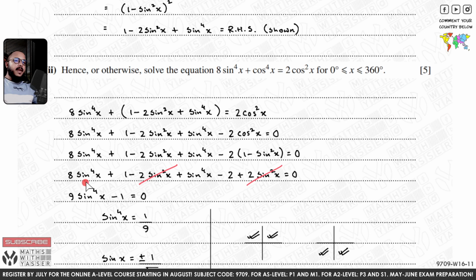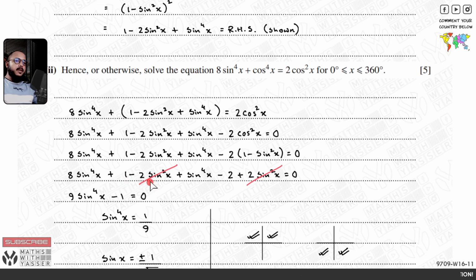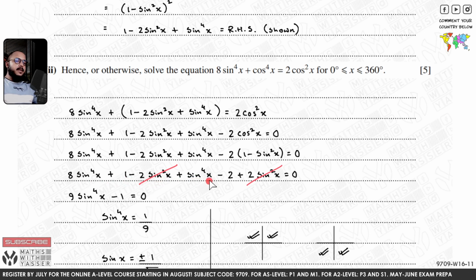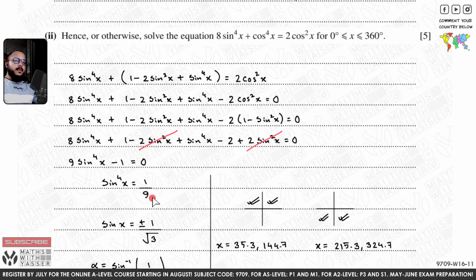So we will be having 8 sin x to the power 4 plus 1 minus 2 sin square x plus sin x to the power 4 minus 2 plus 2 sin square x. So we have negative 2 sin square x and positive 2 sin square x, so they will cancel out. Then we are left with 9 sin x to the power 4 minus 1 equals 0. That means sin x to the power 4 is equal to 1 over 9. That means sin x is equal to plus or minus 1 over root 3.